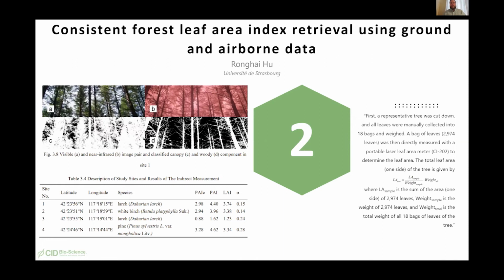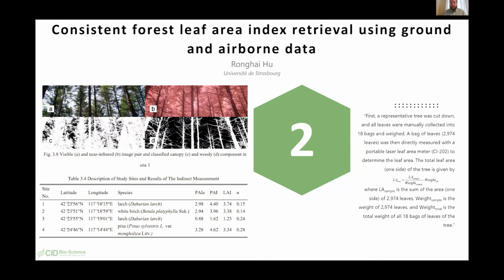The next study is actually a dissertation that I found that I thought was really, really interesting. This is a PhD dissertation by Ronghai Hu at the University of Strasbourg. The title of this dissertation is Consistent Forest Leaf Area Index Retrieval Using Ground and Airborne Data. It's a 150-page dissertation that is essentially trying to determine the best way to calculate leaf area index.